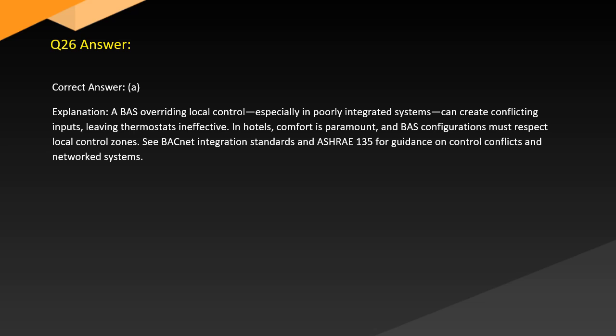Answer. Correct answer: A. Explanation: A BAS overriding local control, especially in poorly integrated systems, can create conflicting inputs, leaving thermostats ineffective. In hotels, comfort is paramount and BAS configurations must respect local control zones. See BACnet integration standards and ASHRAE 135 for guidance on control conflicts and network systems.